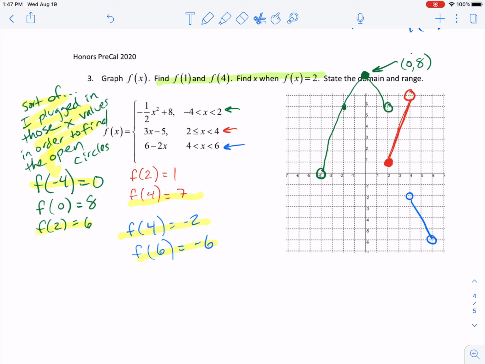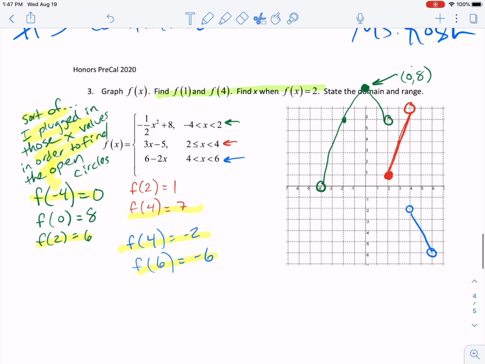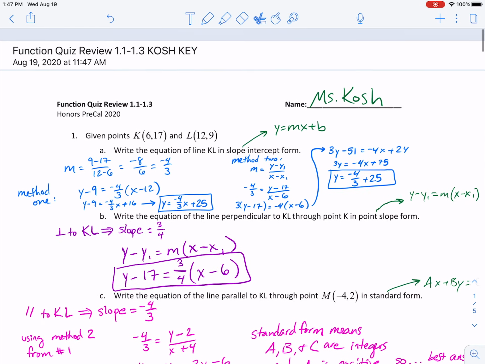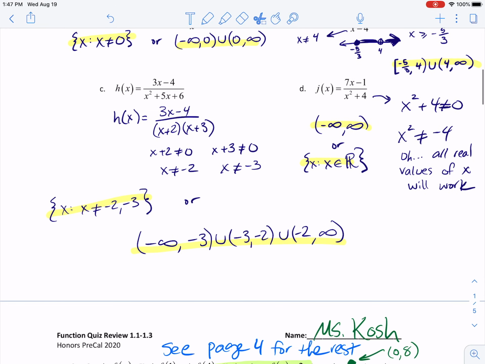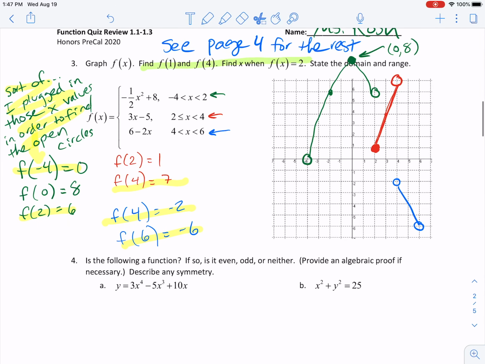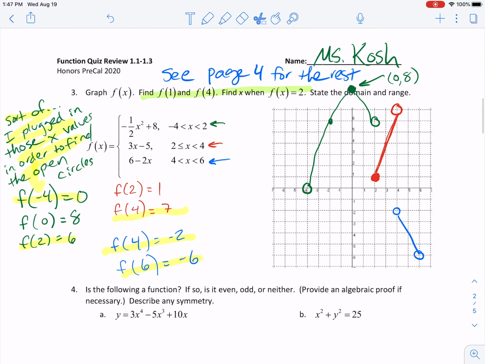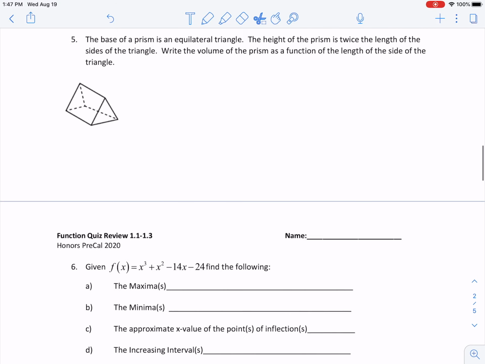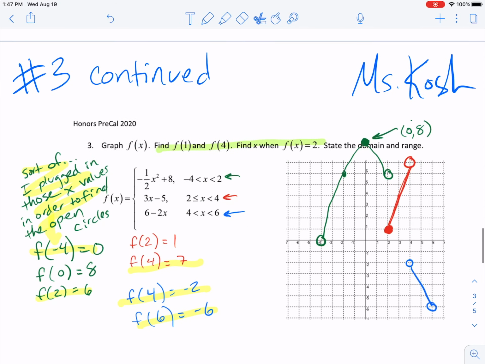Okay, so I wanted to talk through number 3 on the review. I'm working on the answer key for your review sheet, and I was cruising along, and everything was great. And then I realized that I didn't have enough space to finish answering all of this on number 3, so I'm jumping down to this page 4.